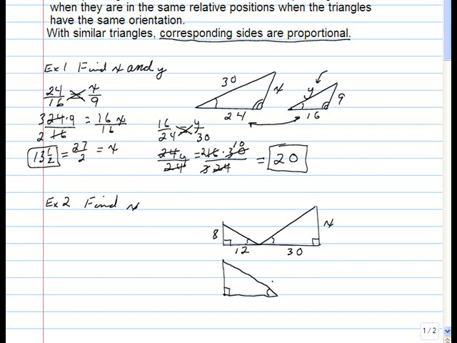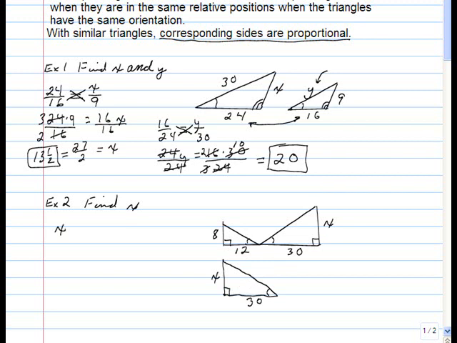Now I've got to label them. So where does the X go? Well, the X was across from the small single hatch. So I'll put the X across from the small single hatch. To get to the 30, I went X, square hatch, 30. So I go X, square hatch, 30. And now I've got my two triangles, the small one and the big one, oriented the same. Once they're oriented the same, it's very easy to see how to do my proportion.